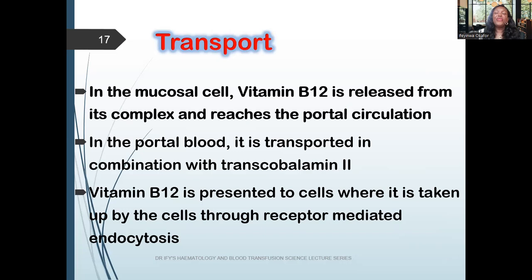In the mucosal cells, vitamin B12 is released from its complexes and reaches the portal circulation. In the portal blood, it is transported in combination with transcobalamin 2. Transcobalamin 2 is the protein that transports B12 in the blood. It carries it to different cells where the B12 is used for different metabolic processes. The vitamin B12 is presented to cells where it is taken up by the cells through receptor-mediated endocytosis.